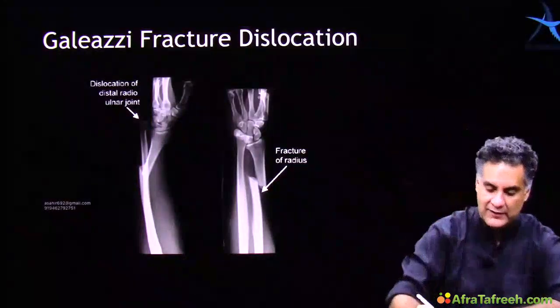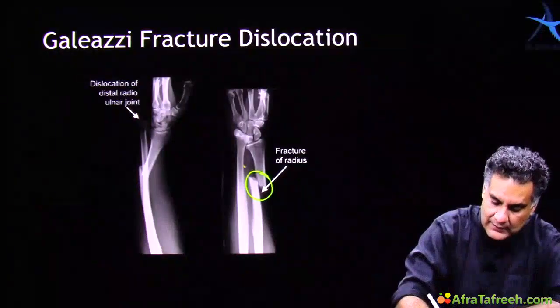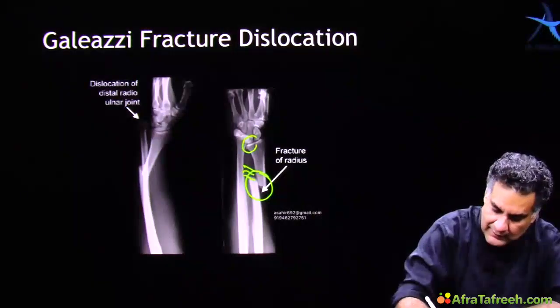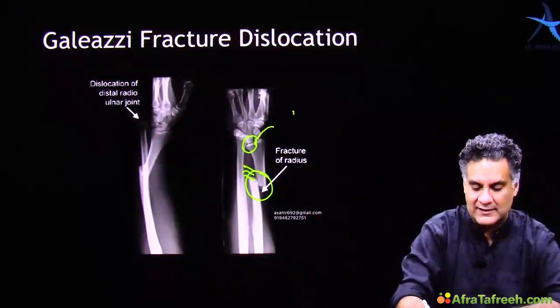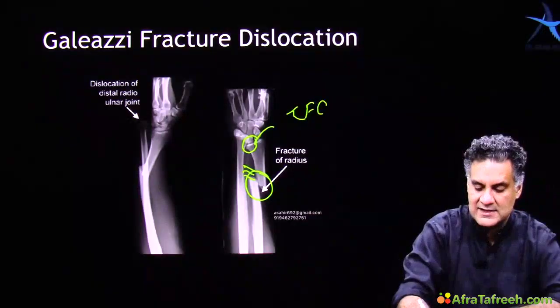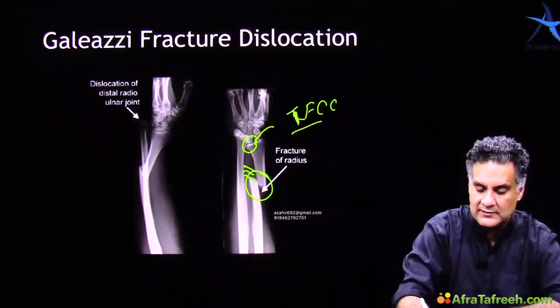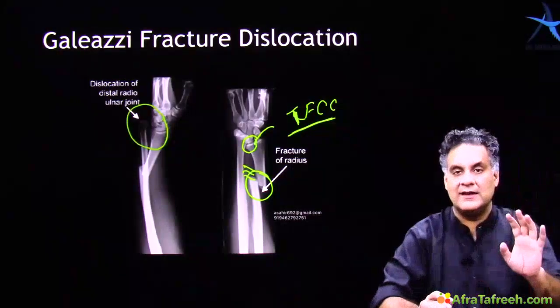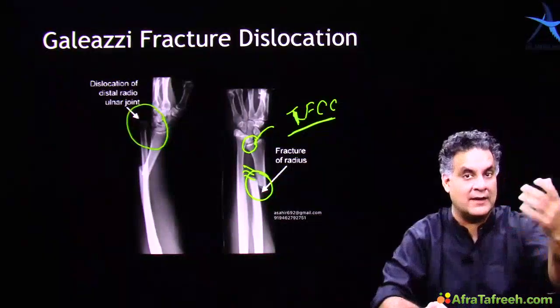So Galeazzi involves the fracture of radius, damage to the interosseous membrane, damage to the triangular fibrocartilage complex called TFCC at the distal radial ulnar joint, and damage to the distal radial ulnar joint itself. 4 things are there in Galeazzi, and Galeazzi is 3 times more common than Monteggia.